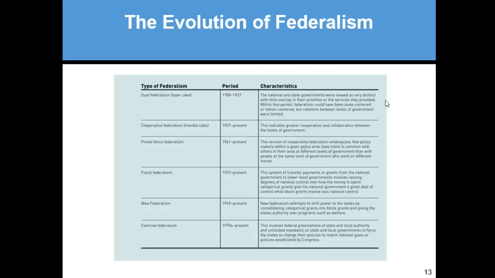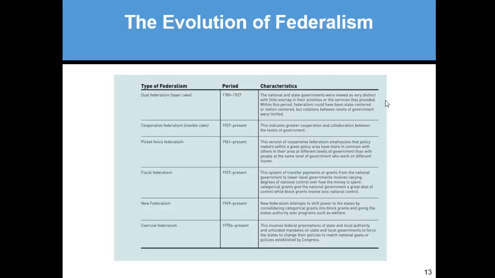Now, picket fence federalism. This is a version of marble cake federalism or cooperative federalism that emphasizes policymakers within a given policy area have more in common with others in their area at different levels of government. And so what you see is picket fences separating these areas of government with different issues. So you have the issues dealing with, for instance, due process, and you might have issues that deal with gay rights, and issues that deal with education policy, and other issues that deal with healthcare policy. And we see them separated by picket fences.